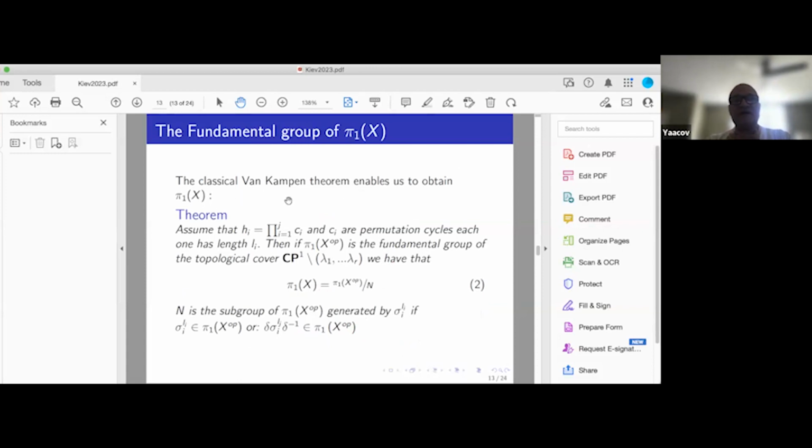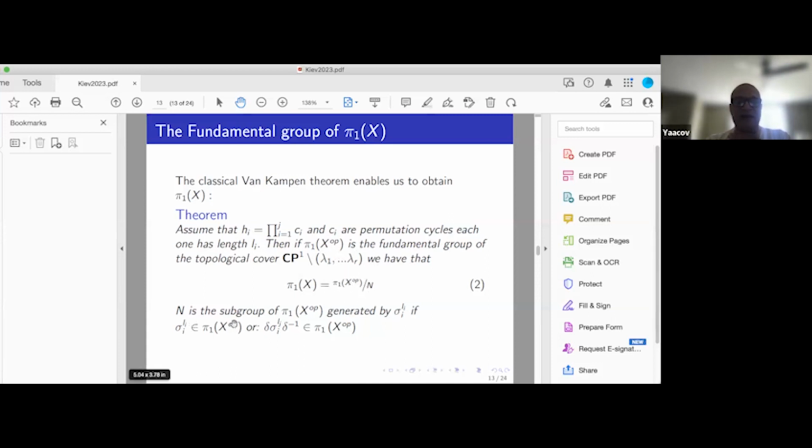We need the Van Kampen theorem, basically as stated in Hatcher, page 30. Okay? So basically the theorem says the following. If you translate Hatcher to this setup, when you fill in the disks with a mapping x goes to x to the Ri, you have the following theorem. Assume that Hi equals the decomposition into cycles, where Ci are permutation cycles, each one of length Li. Then if pi 1 x op is the fundamental group of the open topological cover, the closed topological cover is obtained by taking this x op and dividing by N.